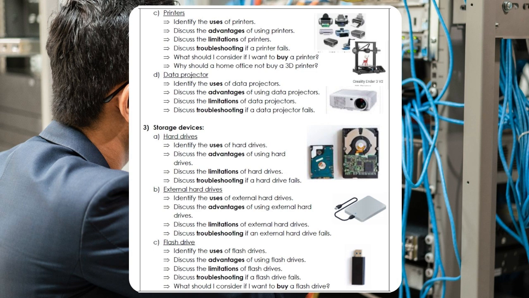C. Flash drive. Identify the uses of flash drives. Discuss the advantages of using flash drives. Discuss the limitations of flash drives. Discuss troubleshooting if a flash drive fails. What should I consider if I want to buy a flash drive? Write a short paragraph on each of the concepts on the left as indicated.